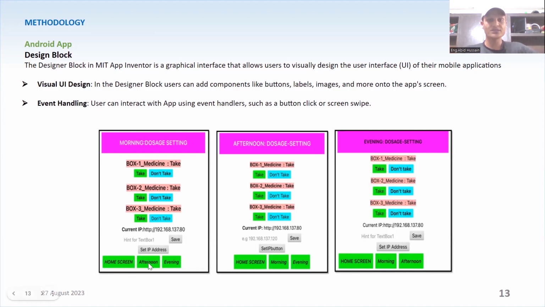If you click afternoon, you will land on the afternoon screen. Here you can set your medicine for the afternoon. If you click evening, you will land on the evening dosage setting, and you can set your screen as per your requirement. As in the evening, if you want to take medicines, then you have to click on box one, take two, in the same way.